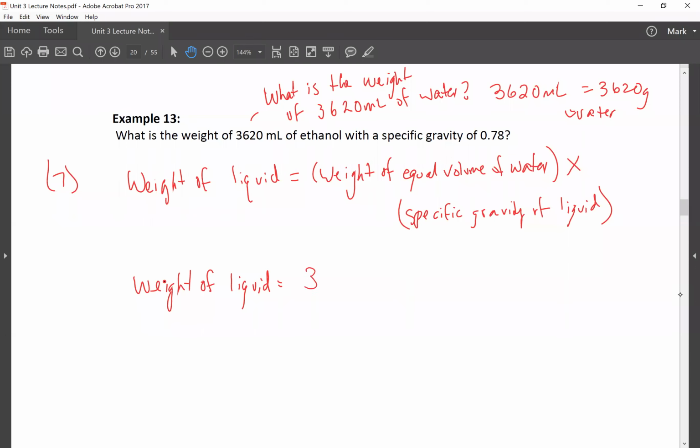So I'm going to say 3,620 multiplied by, that's grams, multiplied by my specific gravity. There are no units for this. So I multiply that together and I'm done. 3,620 times 0.78 equals 2,823.6 grams.